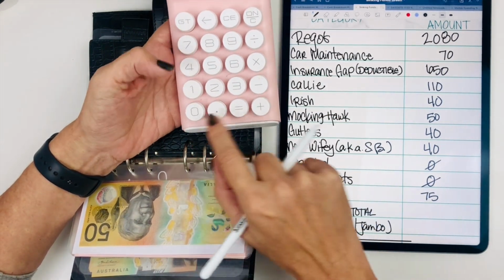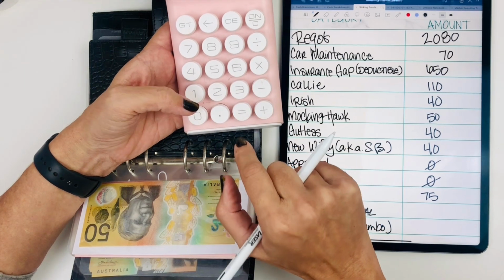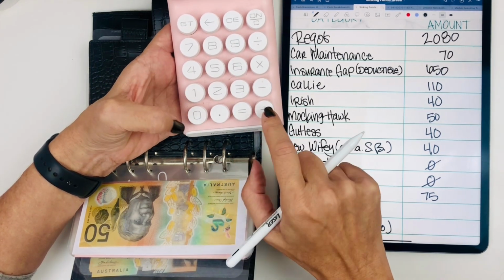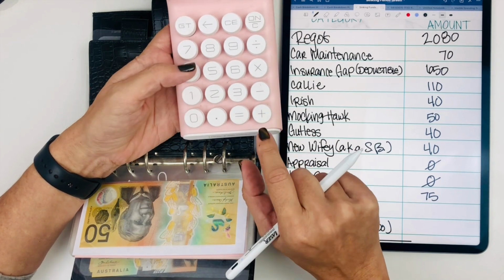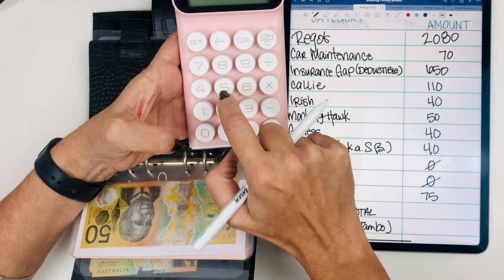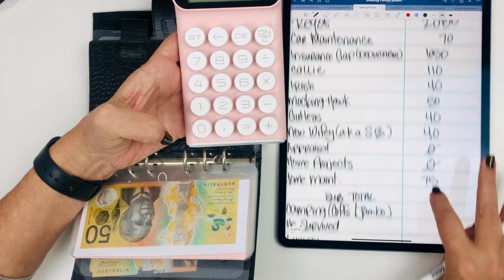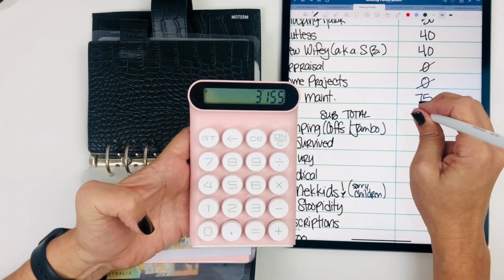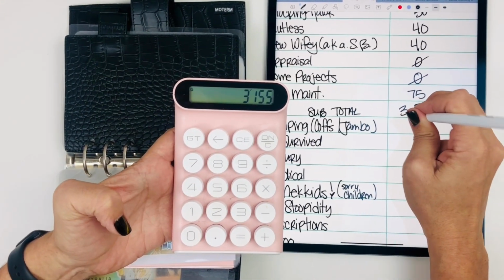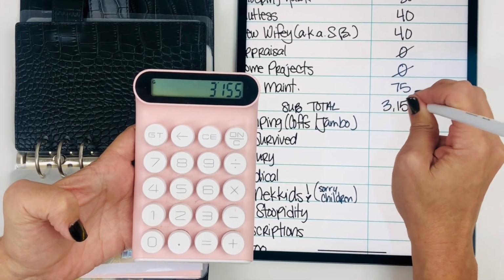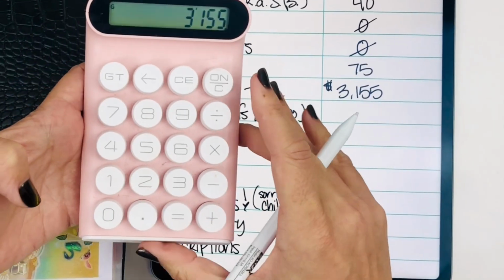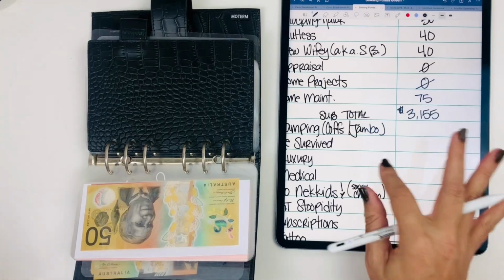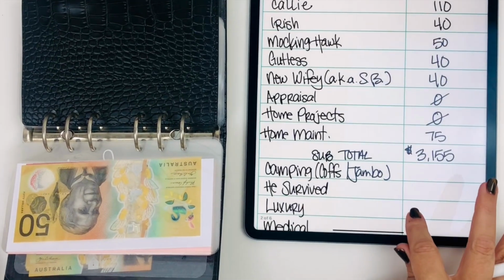2080 plus 70 plus 650 plus 110 plus 40 plus 50, 40, and 75. So in that first half of the binder, we have 3,155, channeling my inner Taylor dollary dues. That takes care of the front half.